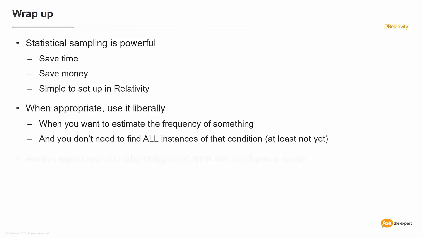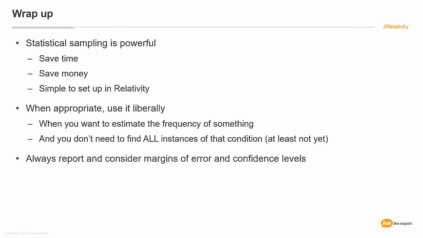But you should really use it when the conditions are right. So when are the conditions right? It's when you need to know how many of something are out there. You don't need to find all instances, at least not yet. You just want to find how many are out there. So estimating frequency. And if you have those conditions, by all means, consider it.